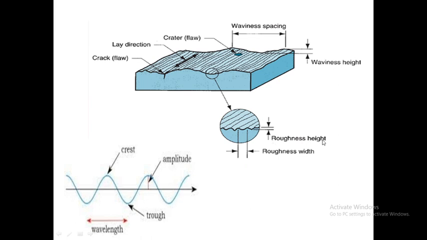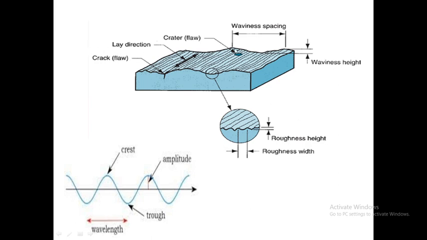The next is roughness height. Roughness height is the vertical distance between the crest and the trough. So, when we measure the distance from the crest to the trough in the vertical direction, the dimension that we get is the roughness height.